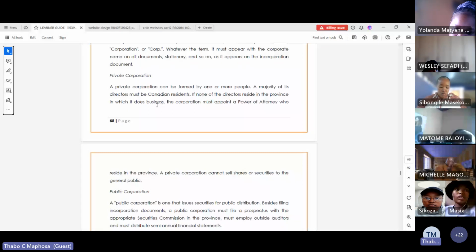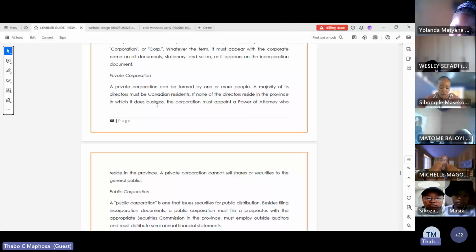And then the corporation must appoint a power of attorney who resides in the country. For instance, let's say I open a company and I am not here in South Africa. I'm a South African, and I don't stay in South Africa, but I stay maybe in the UK or somewhere in Europe, but I'm running a company here.